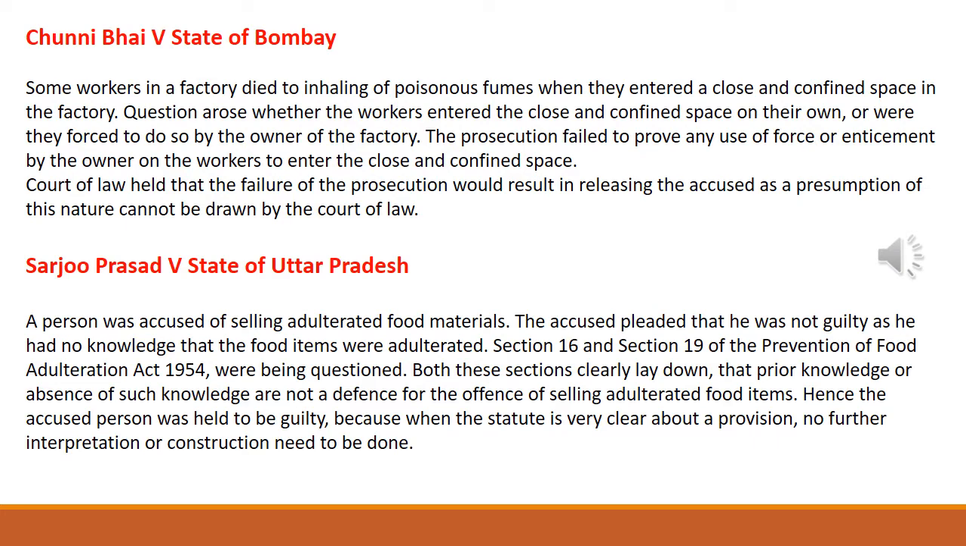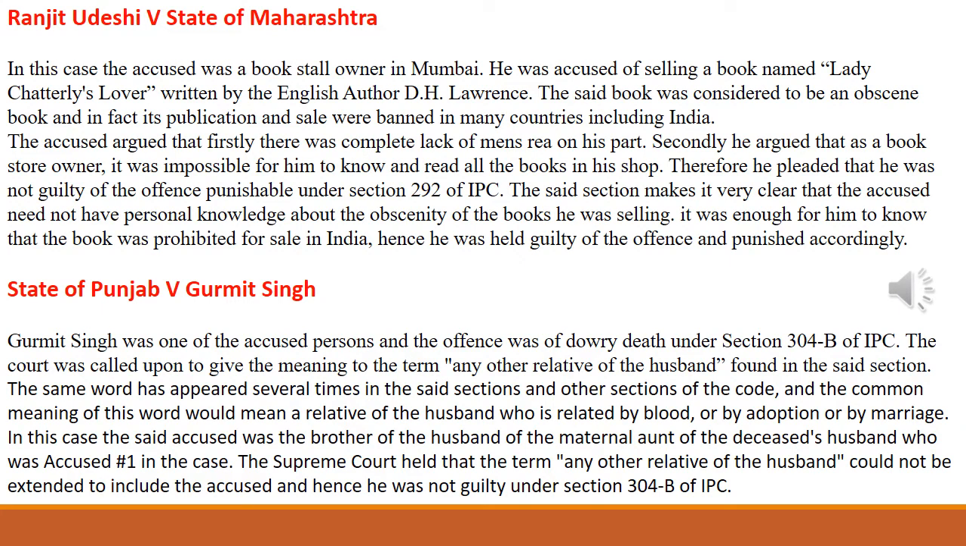Coming to another case law, Ranjit Udeshi versus State of Maharashtra. Here, Ranjit Udeshi was a bookstall owner in Mumbai and he was selling a book which has obscene content, and that too to people who are under the age of 20 years. Actually, this book is prohibited in many other countries including India. So this person, Ranjit Udeshi, was found as an accused person. He should be penalized because he should have a minimum knowledge of what books are prohibited for sale in India and what books are allowed for sale.